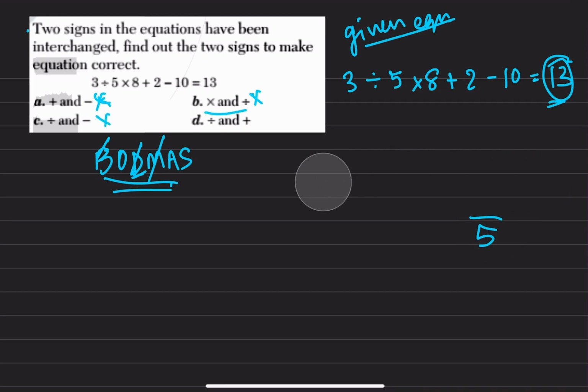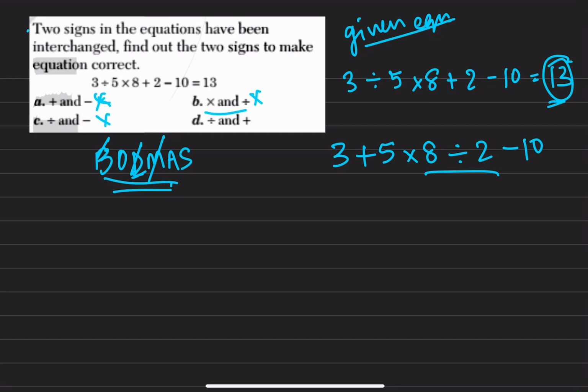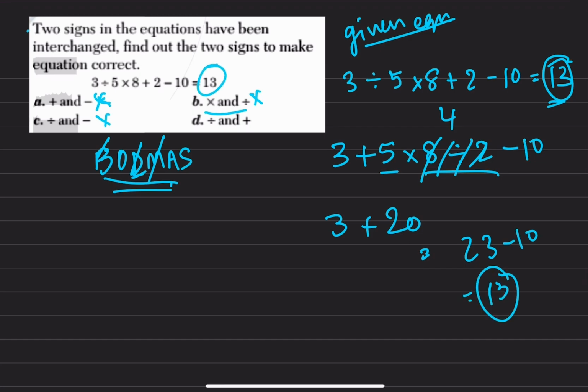Let's check the last option. Division and addition. 3 plus 5 into 8 divided by 2 minus 10. So when we divide 8 by 2, we get 4. 4 into 5 is 20. 20 plus 3 is 23, minus 10, it's 13. We got 13 as the answer. So option D is the correct option.